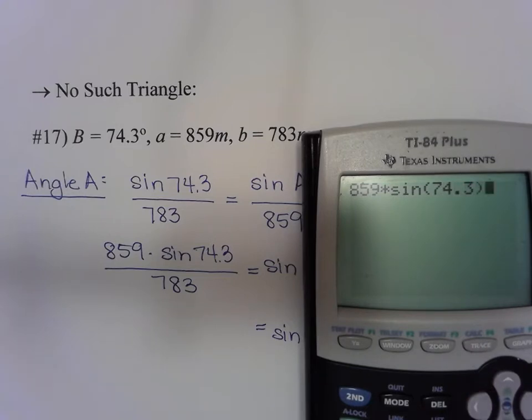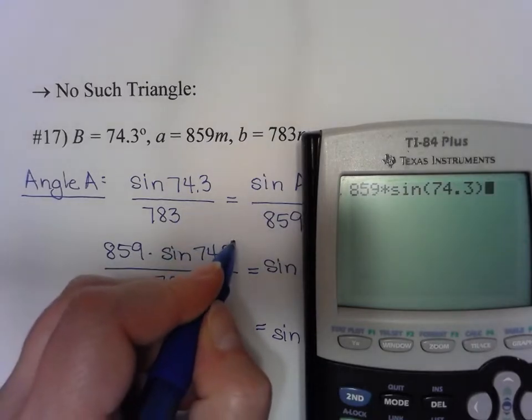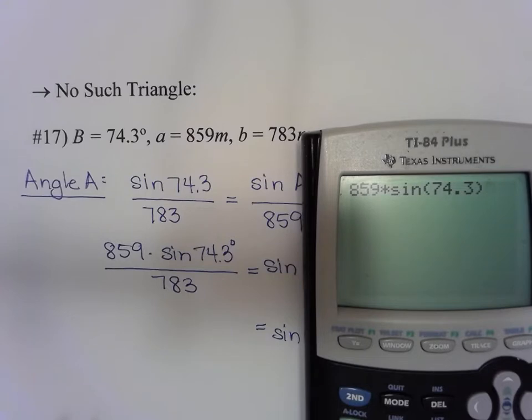Again, I just did the last video, so I mentioned this there, but you do need to make sure we're talking about degrees, so you do need to be in degree mode. So you would hit mode and degree should be highlighted. I already checked that, so I'm not going to do it again, but it is worth thinking about each time. Then we're going to divide by 783.